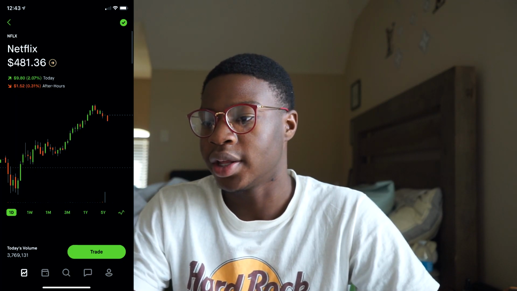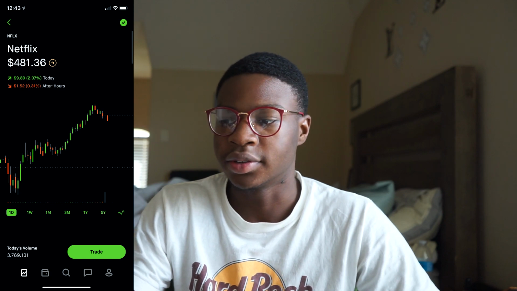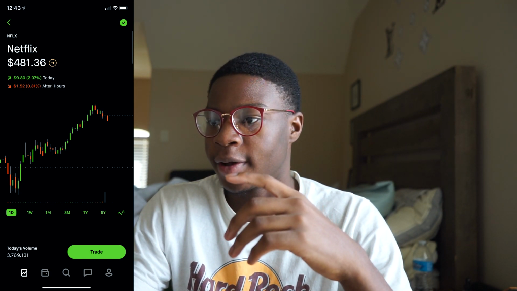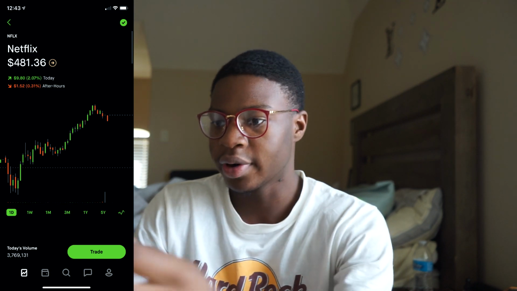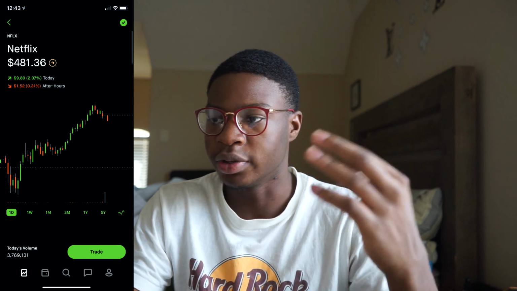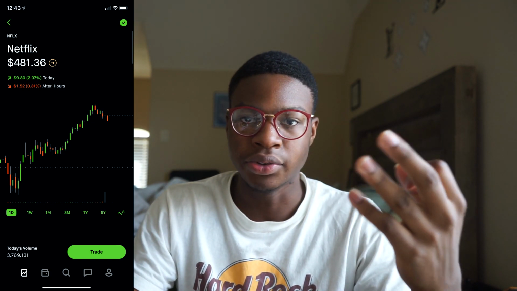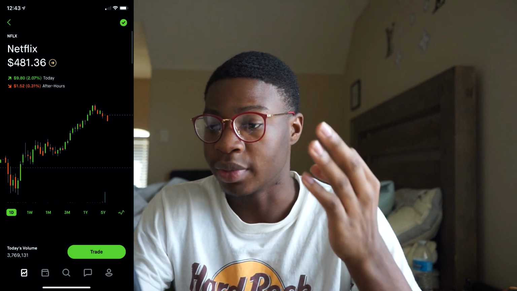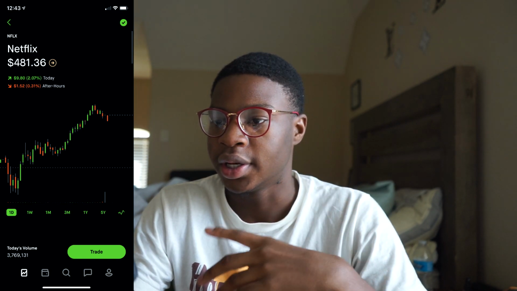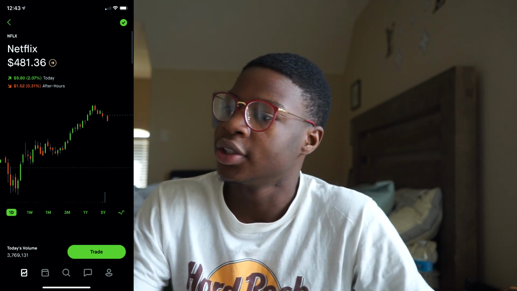I went in on this because I played Netflix the other day. I had a 480 call, and I'll show you what Netflix showed. So you can see right around the 475 range, we got three white soldiers, and these are three green candles. So I took that momentum, I bought in. So I bought my 480 call. Now I'm up about 400 something.